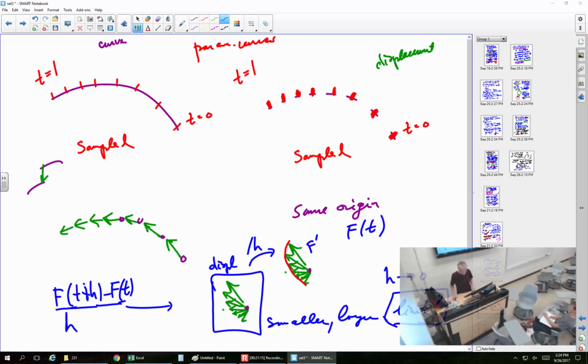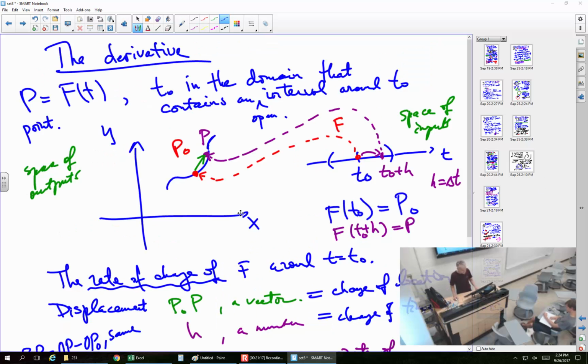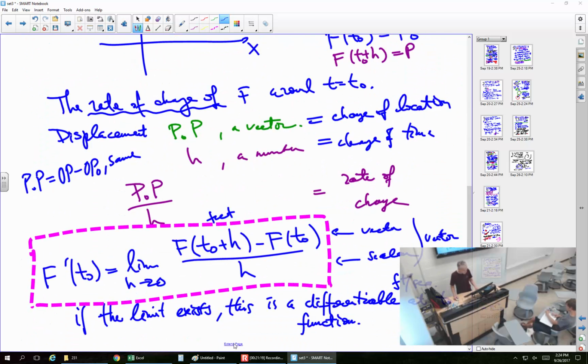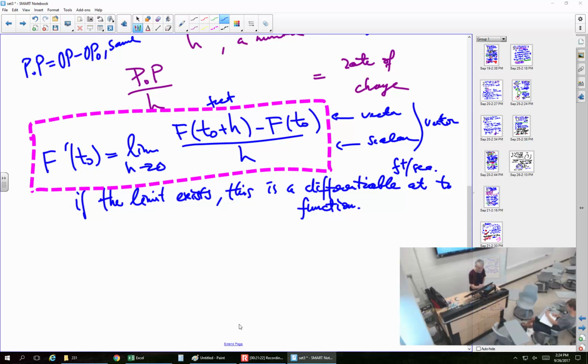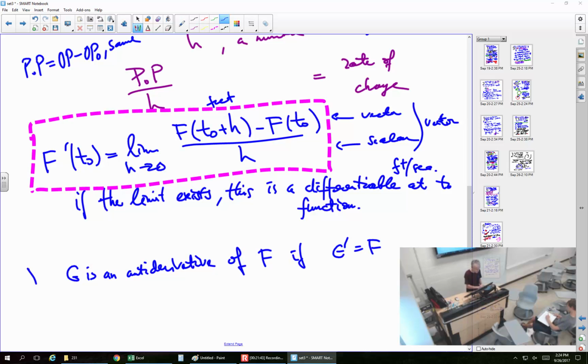So, antiderivative. G is an antiderivative of the function f if g prime is equal to f. That's the definition of antiderivative, and it literally reverses the effect of differentiation.